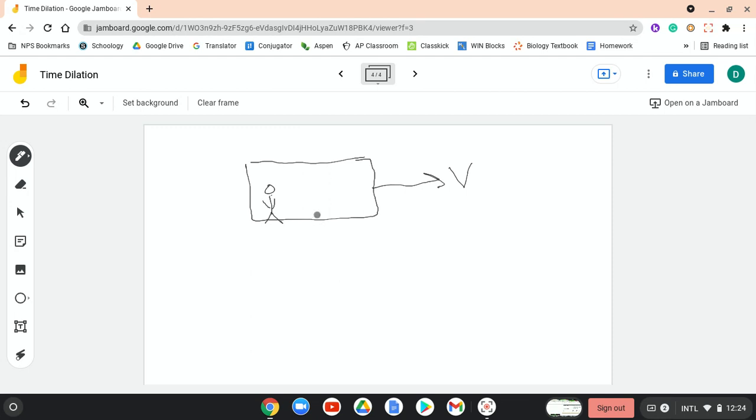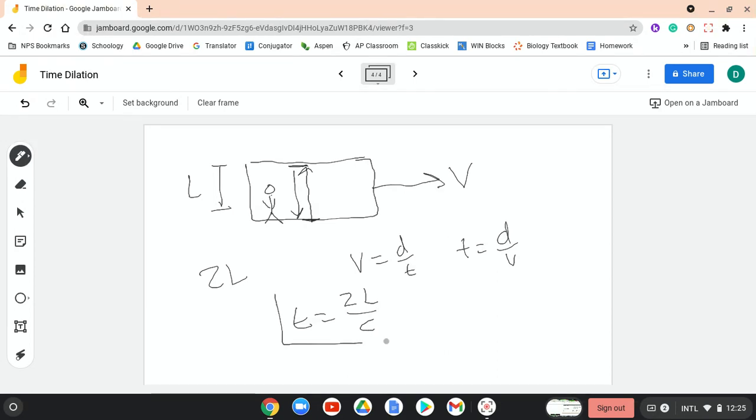So what Ross is going to see is, let's say the height of the train is some distance L. Ross is going to see the photon go up and down. So it's going to travel a distance of 2L, twice the length of the train. And we know that velocity equals distance over time, so time equals distance over velocity. So the time it takes for Ross to see this event happen, for it to go up and down, is t equals the distance, 2L, divided by the speed of the particle, which is the speed of light.